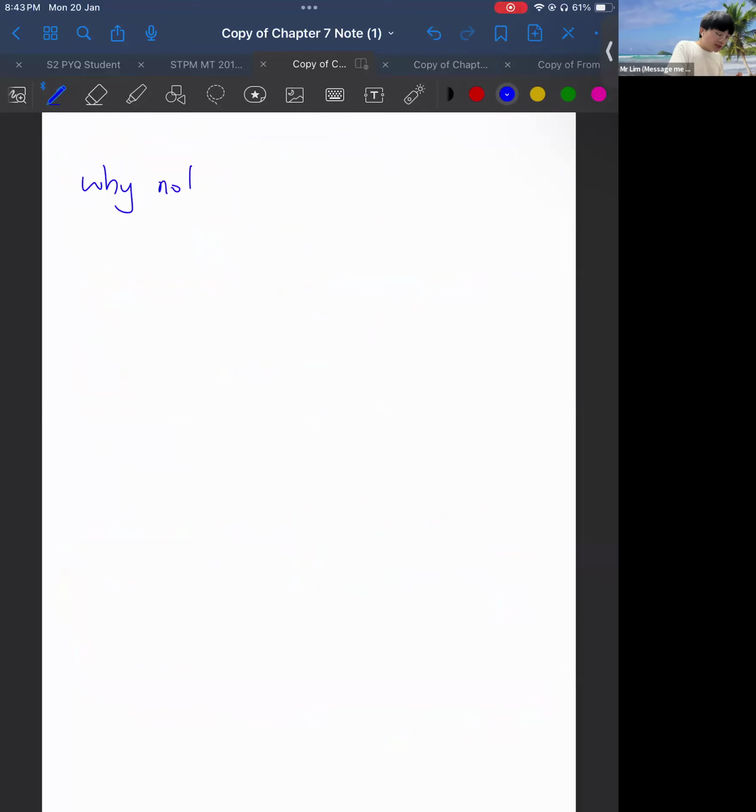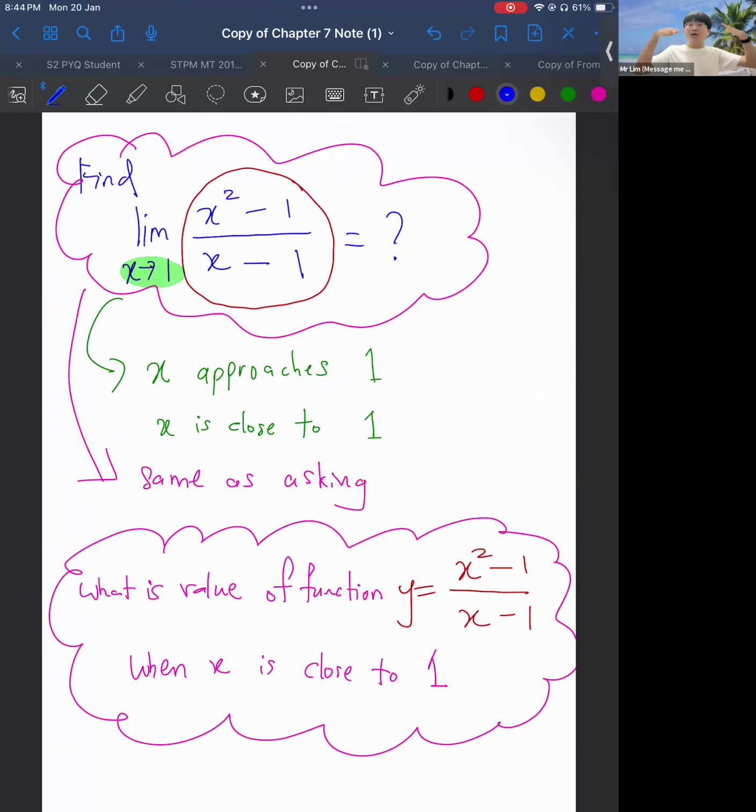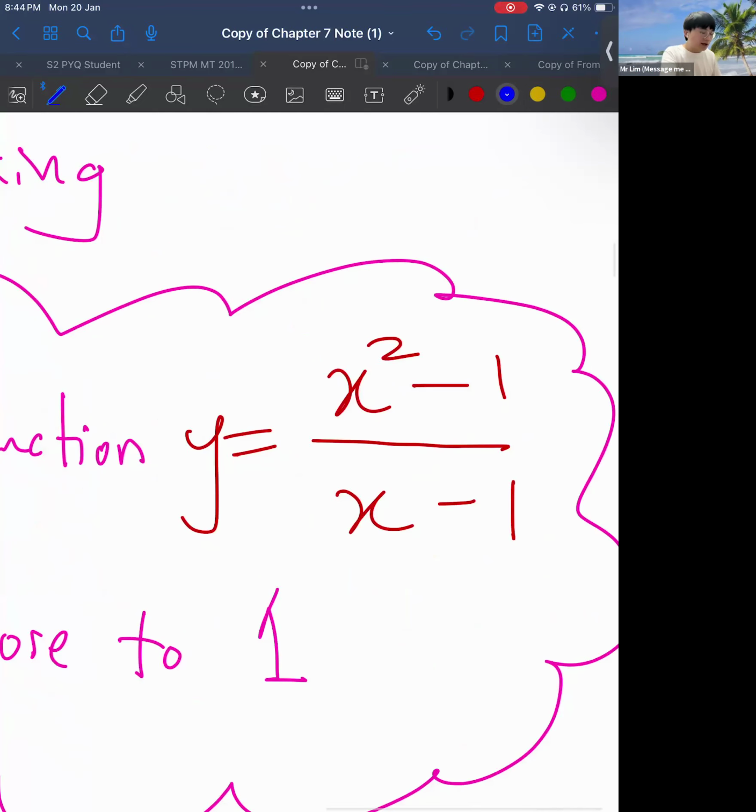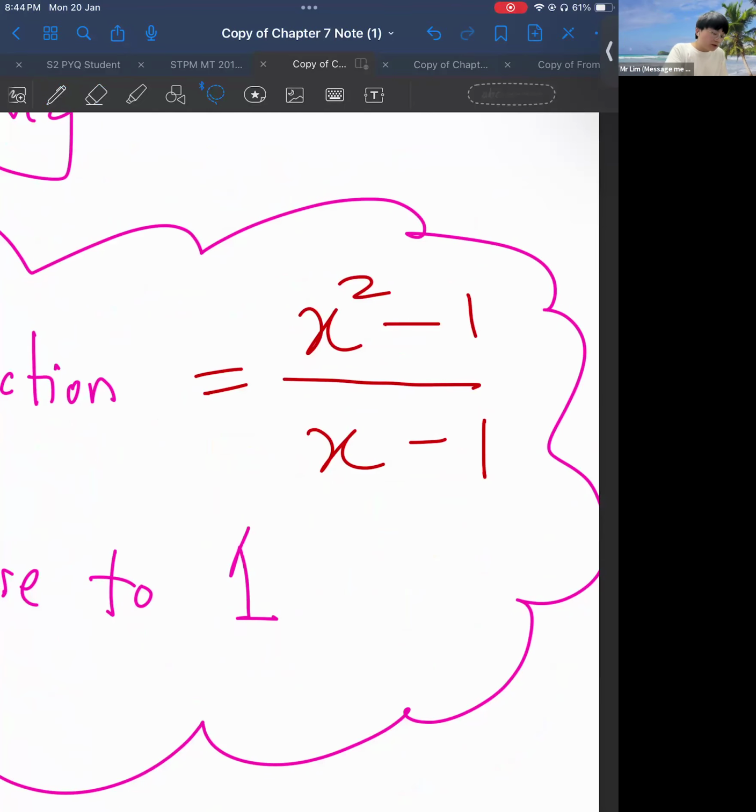Why are we not saying find f(1)? In your sem 1 it is direct. Find f(1), or maybe in your SPM time, you already learned how to find a function at a point x equal to 1. But this time around, we use limit, and this is the explanation. Let me explain why. y equals this one, meaning a function. If you don't want to use y equals, you can write f(x) equals also. It's the same meaning of a function.